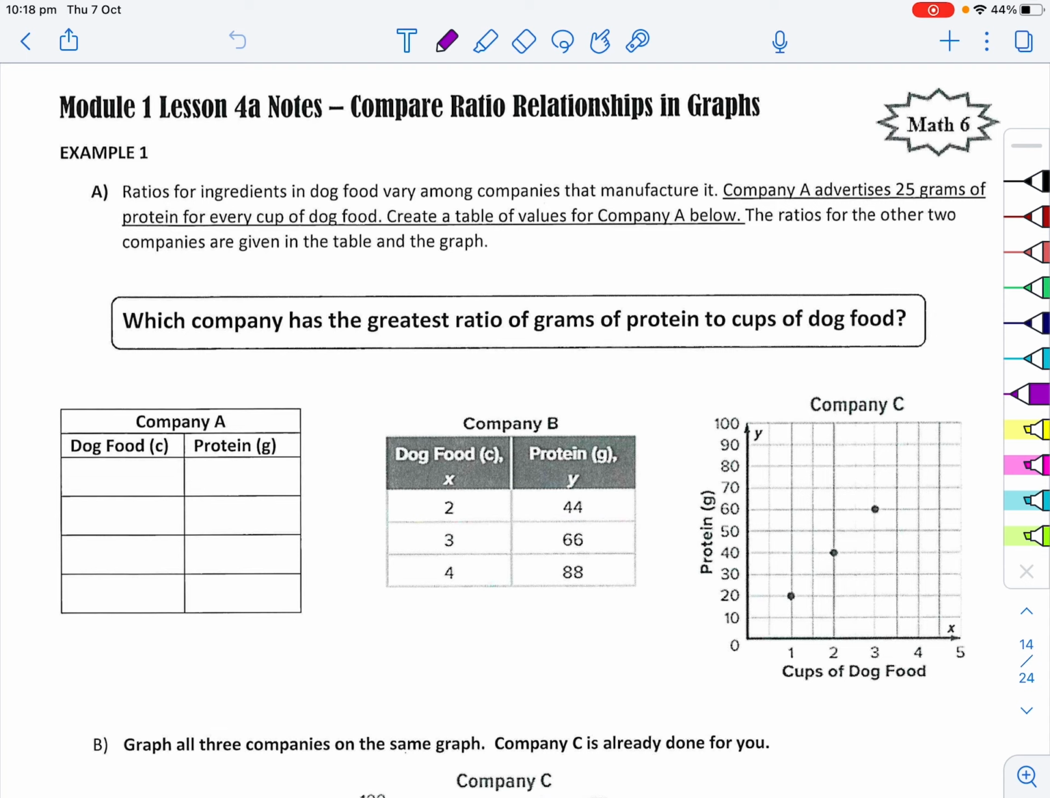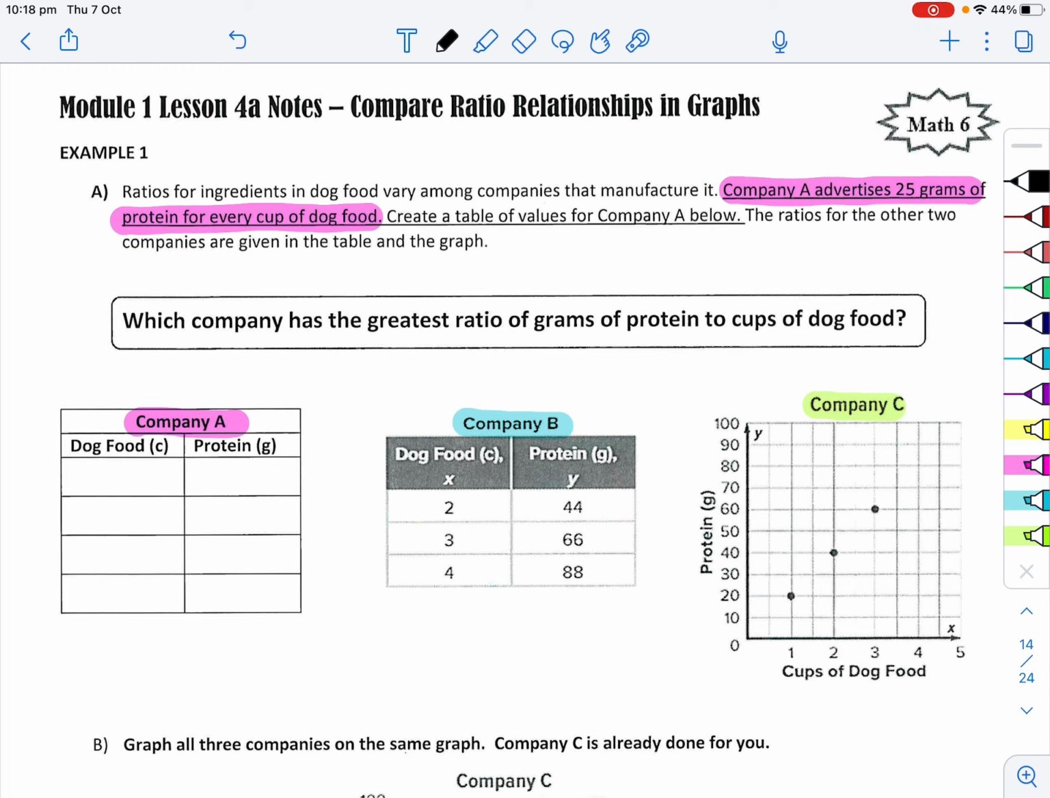So in this problem, we are going to be looking at three different companies. I've got Company A, Company B, and Company C. It says ratios for ingredients in dog food vary among companies that manufacture it. Company A advertises 25 grams of protein for every cup of dog food. And then it says create a table of values for Company A below.